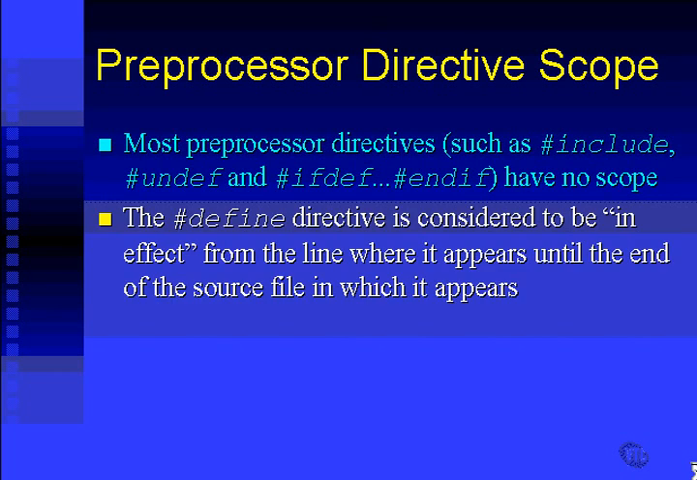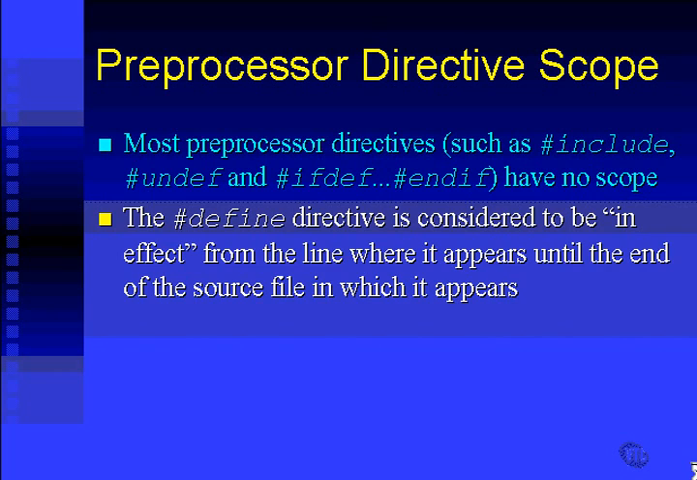However, the #define directive does have scope. It is considered to be in effect, if you like, from the line where it appears. In other words, if you had an example of #define MAX 10, so you're defining MAX to be 10, you're going to do some text substitution in this file. Everywhere you see the word MAX, you're going to substitute 10. Those substitutions will happen from the line where the #define appears until the end of the source file, and that's all. Any occurrences of the word MAX above the #define, well, you'll probably just get some kind of error message.